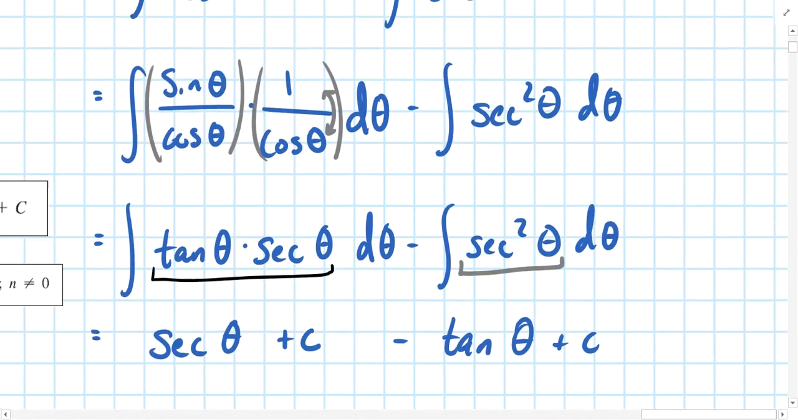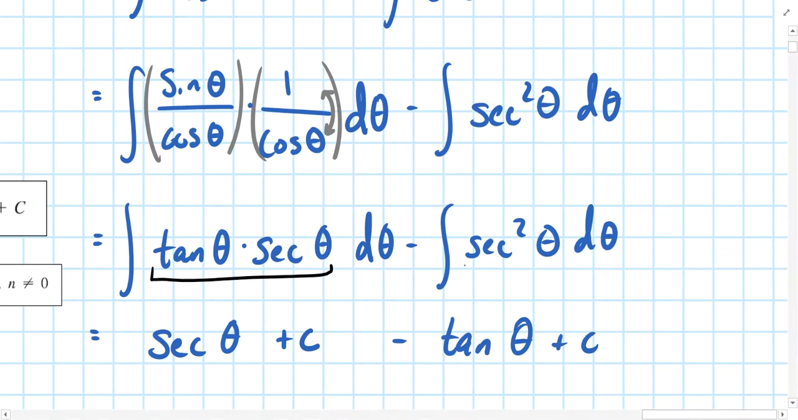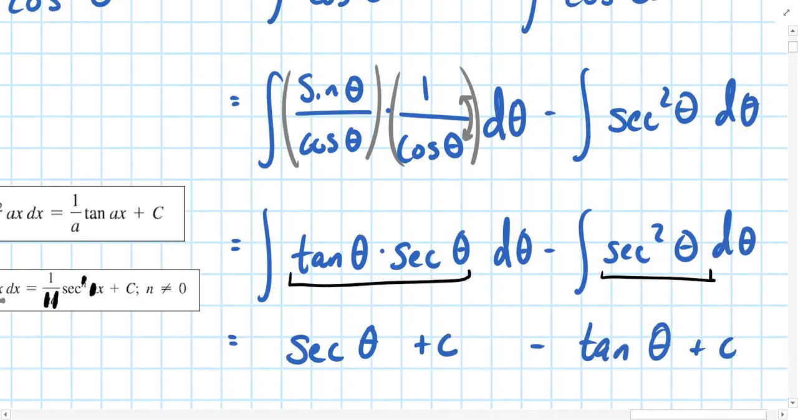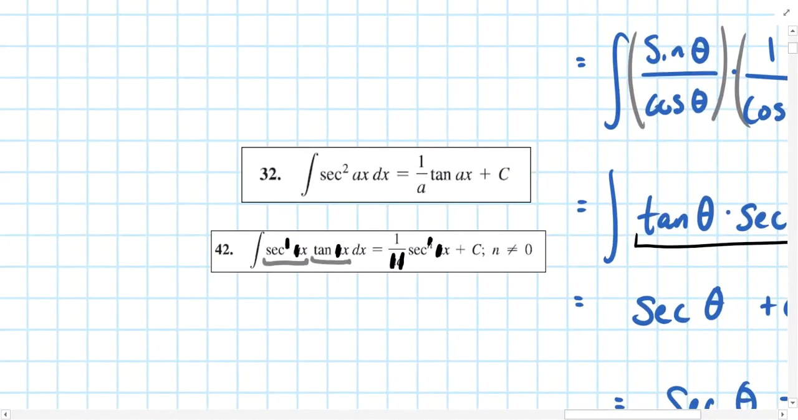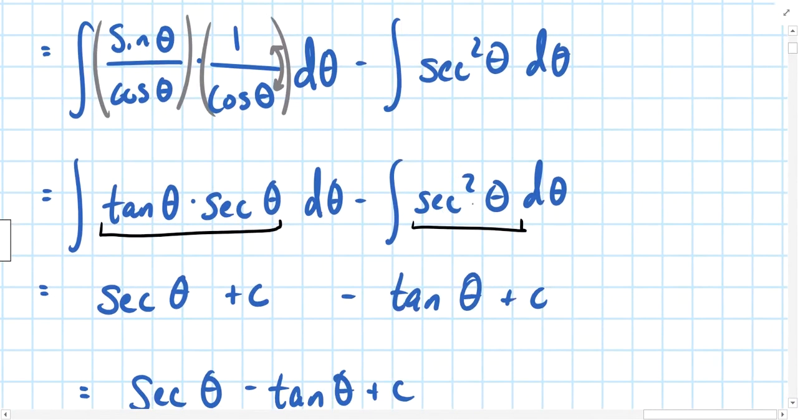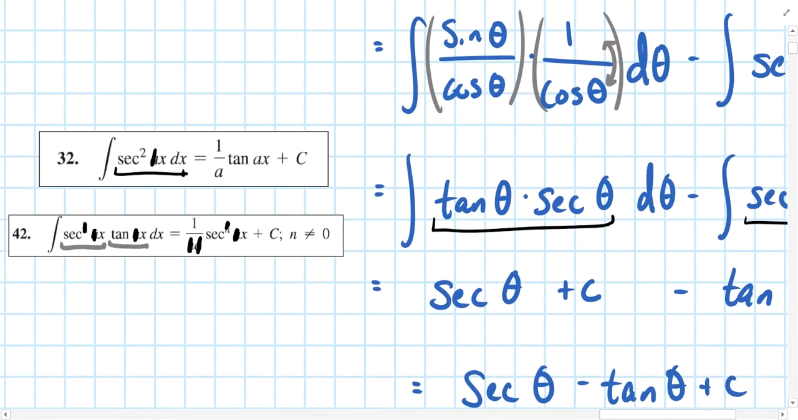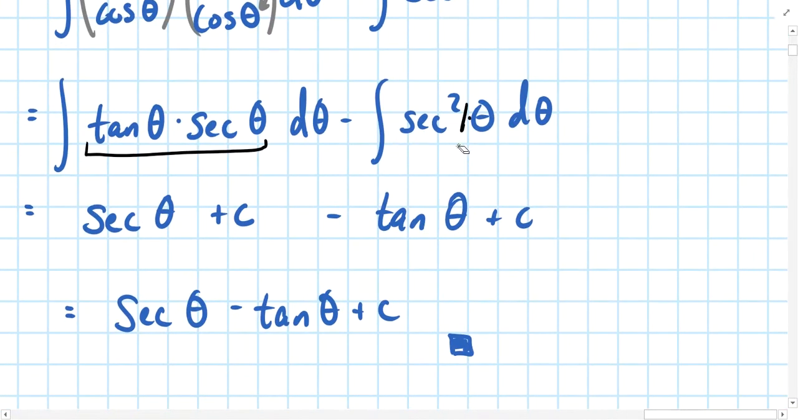Now, as I said a moment ago, this one I did recognize, this secant squared. I knew that one immediately as tangent. And if you forgot that, well, we do have another antiderivative rule here. This one happened to be 32. Secant squared of some constant times x. Well, the variable was multiplied by a constant. It just happened to be the number 1. We can treat this as 1 times theta. So secant squared of 1 times x, or 1 times theta, is 1 over 1 times tangent of 1 times x. Or in other words, the antiderivative of secant squared is indeed tangent.